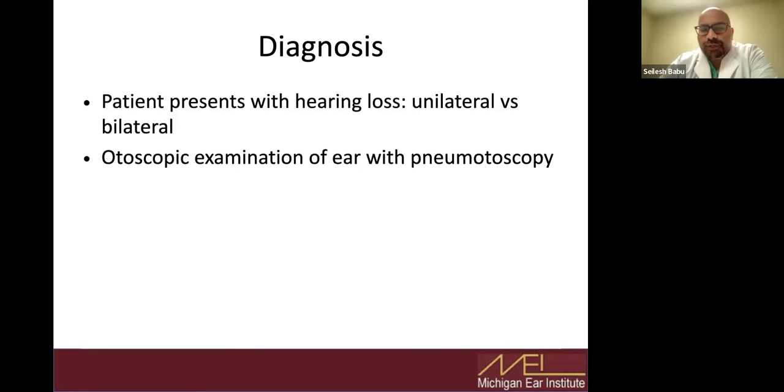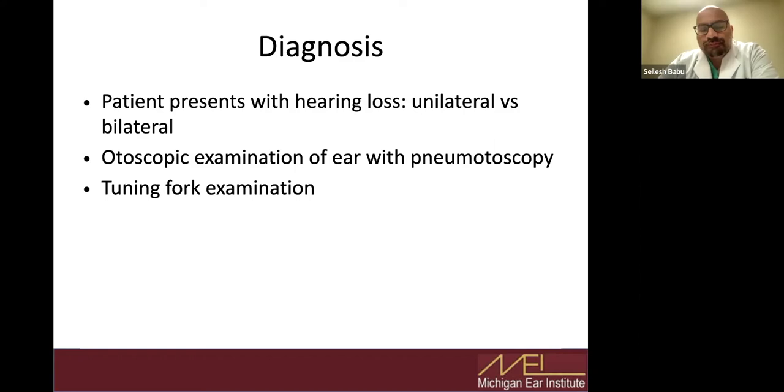It's important to do a thorough otoscopic evaluation of the ear with pneumo-otoscopy to see if you can see the movement of the eardrum. Is there malleus head fixation, which is a real challenge to pick up on in the office, but it can be. Obviously, you're looking for whether there's fluid, is there good dynamic movement of the tympanic membrane.